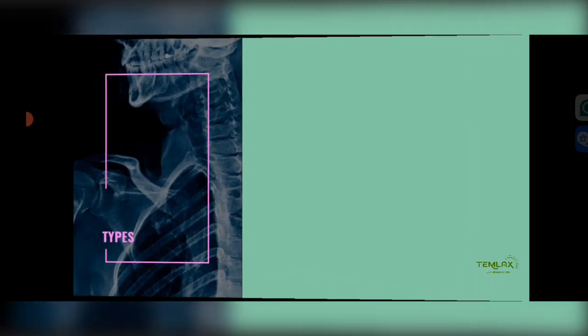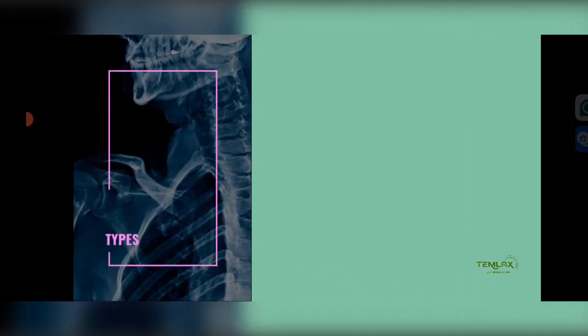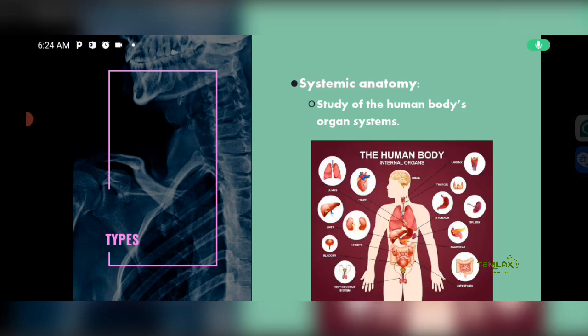So now let's look at the types of anatomy. The first one that I'll be talking on is systemic anatomy. And systemic anatomy is the study of the human body's organ systems and their complex function. There are about 11 systems in our body. We have the endocrine system, the reproductive system, the muscular system, the skeletal system, and lots more. So study of each of these systems is known as systemic anatomy.